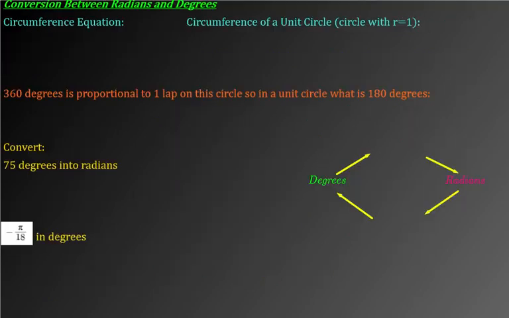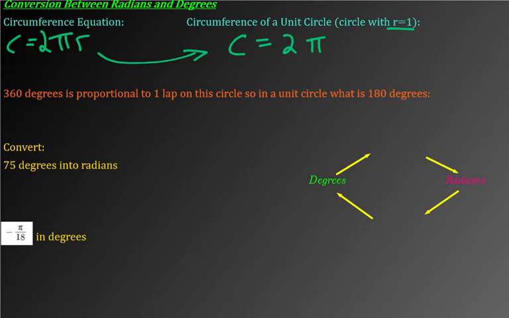I can show it a little bit better here, and that's the purpose of this. We know the circumference formula is C equals 2 pi r. Well, if r is 1, then this would just become 2 pi. So for a unit circle, the circumference is 2 pi. That means there's a natural proportion between 360 and 2 pi. So 360 is proportional to 2 pi.